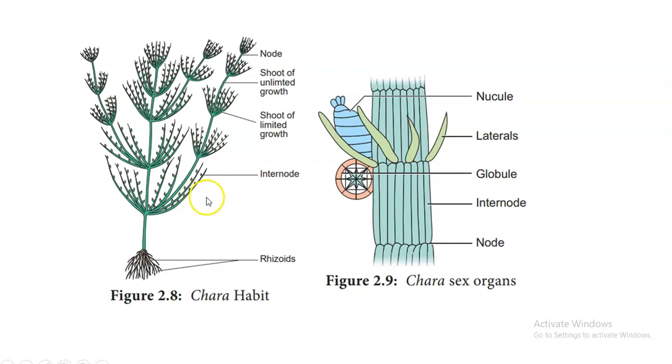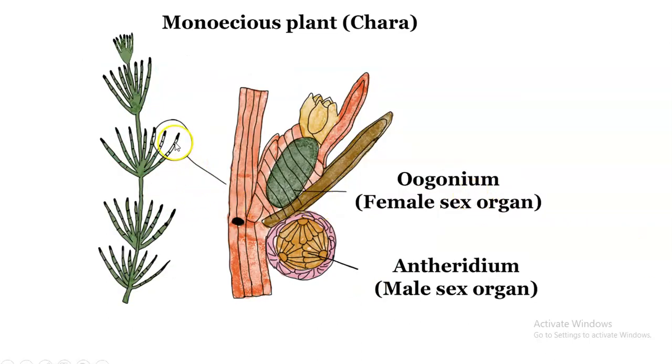Now what we have to observe is that in the branches of limited growth, in the shoot of limited growth, there is the presence of reproductive bodies called the spherical globule, which is the male reproductive body, and the elongated or oval shaped nucule, which is the female reproductive body. These are present at the lower nodes of these branches of limited growth. If you zoom into the branch of limited growth, you can see the presence of the female reproductive structure called the nucule and the male reproductive structure called the globule, and this female structure or nucule will always be above the male reproductive structure. This is one feature.